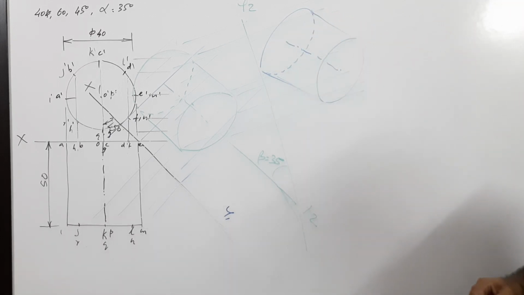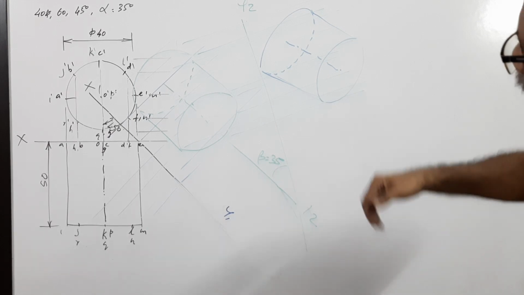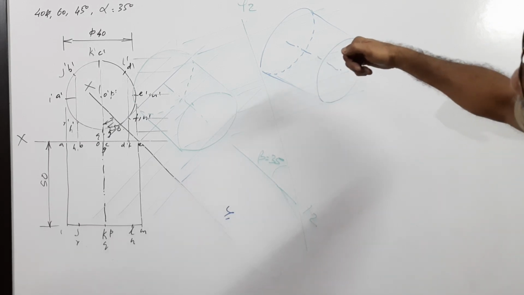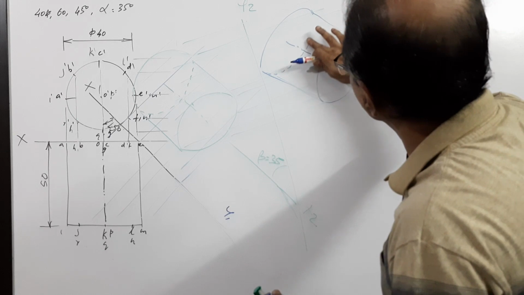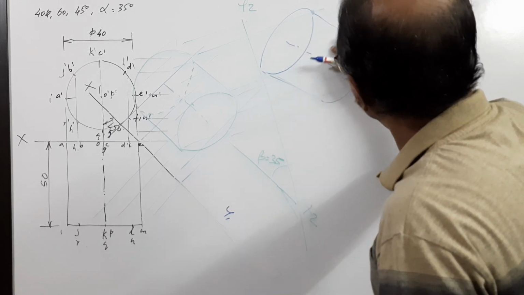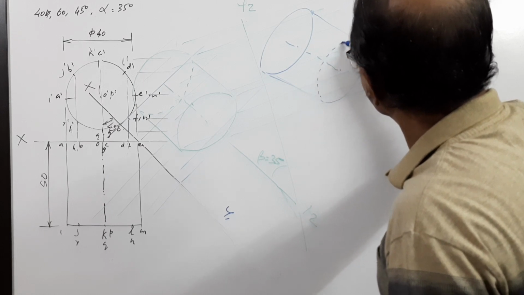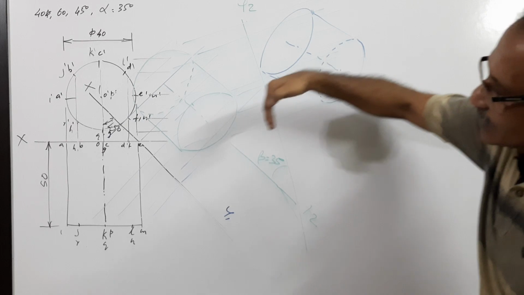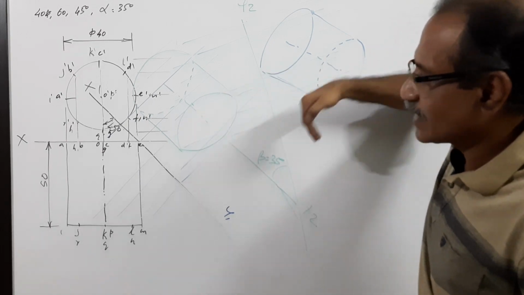When you do that, you will get the shape of the plan. This is the plan. When you look from the top, this will be fully formed. This will be fully formed. This part will be dotted. This will be fully formed. This will be the shape of the plan. Plan XY elevation.